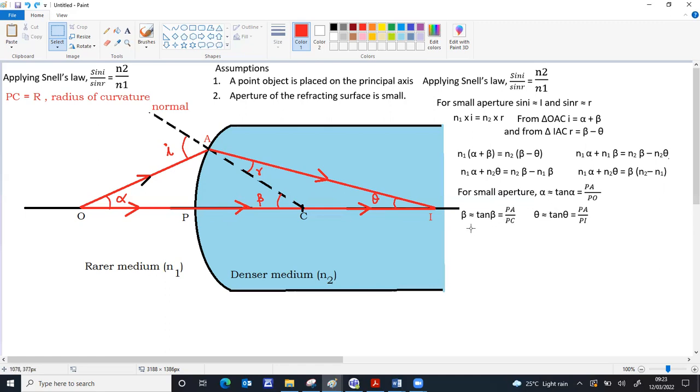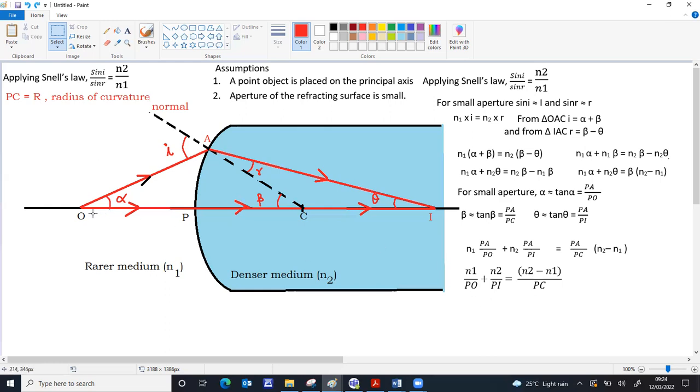Now substitute alpha, beta, theta in this equation. So alpha will go as PA by PO, theta will go as PA by PI, beta will go as PA by PC. You can see PA is common in all the three, so you can cancel PA. Once you cancel, it will be n1 by PO plus n2 by PI equal to n2 minus n1 by PC.